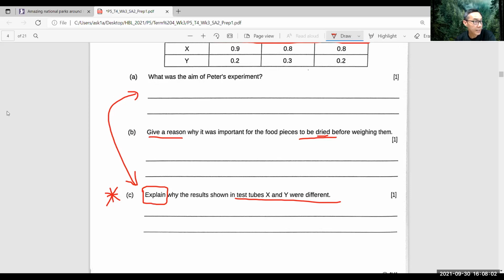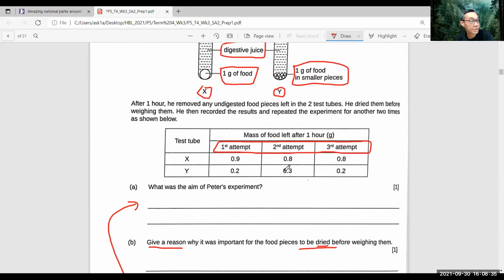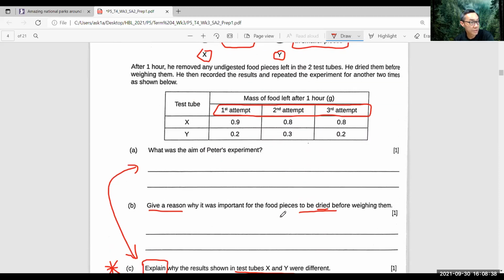Because in part A, he wanted to find out if the exposed surface area of food in contact with the digestive juice affects the rate of digestion. So in this part C, your answer must form the conclusion. You should say that in test tube X, or in setup X, the exposed surface area of food in contact with the digestive juice was less than that in test tube Y. Therefore, in test tube X, the food was digested slower.